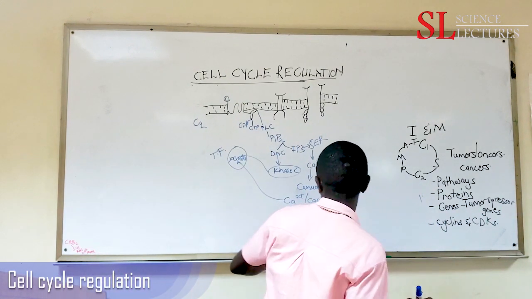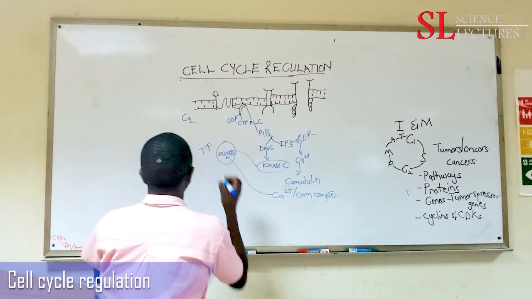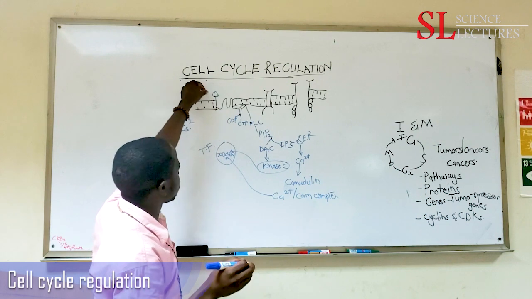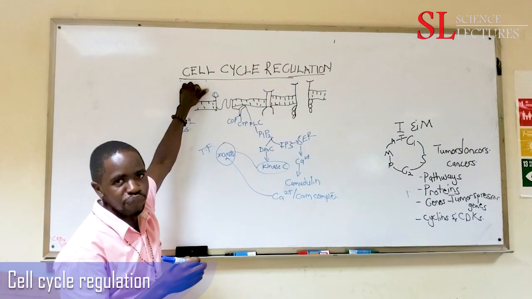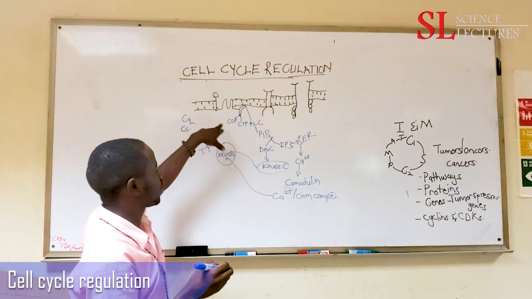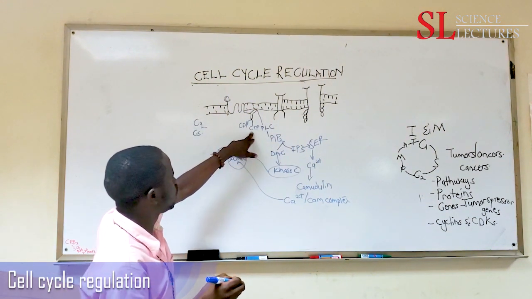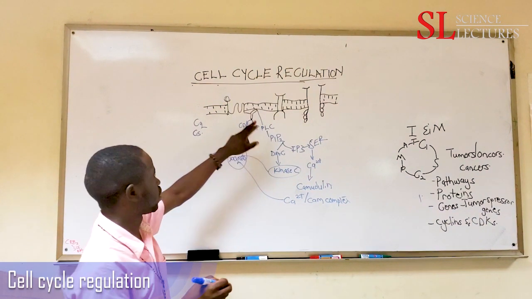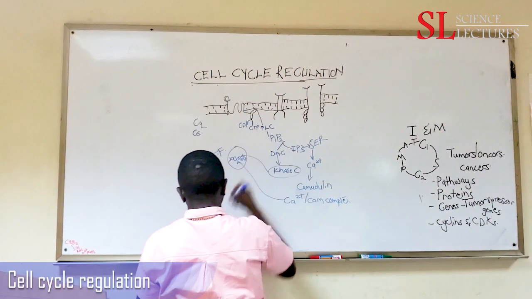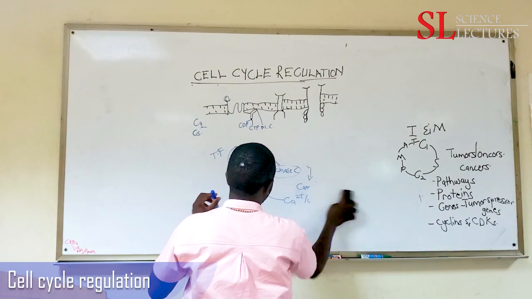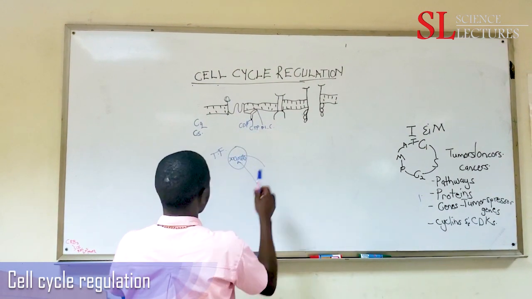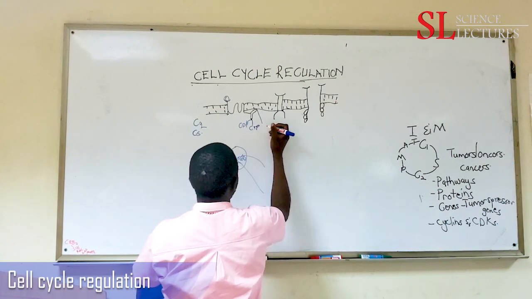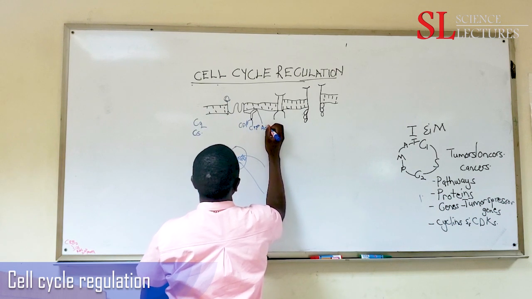Then number two, we also looked at the Gs. And we say Gs, still the same pathway, that whenever you have a receptor bind on the cell surface membrane, it shall activate the cytosolic tail. Then you shall have GDP being replaced by GTP. After that, instead of having phospholipase C, in this case, we shall have adenyl cyclase.